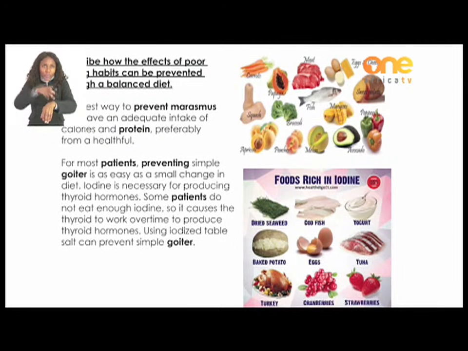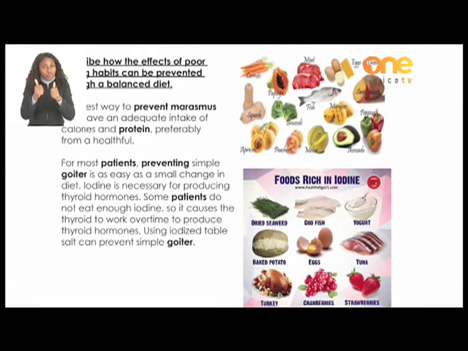Now, for example, in the picture there, you can see some of the foods that can provide you with protein. We have foods like meat, eggs, cheese, fish, broccoli, you mentioned them. In addition to this, you must also have some foods that will provide you with carbohydrates, since we know that marasmus is a disease that can happen due to lack of energy-giving food as well as protein.